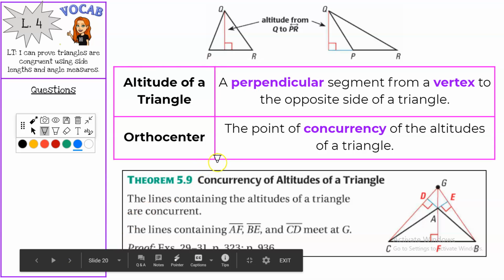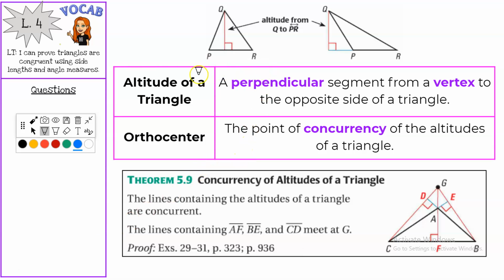Last piece here is just altitudes. We're not going to do a lot with altitudes, but just to be aware of what an altitude is. Another word for altitude of a triangle would be the height of a triangle, which you've probably seen in area formulas like base times height. But the altitude is a perpendicular, so it makes that 90-degree angle. Perpendicular segment from a vertex to the opposite side of a triangle. It could also be a line containing the opposite side of a triangle.